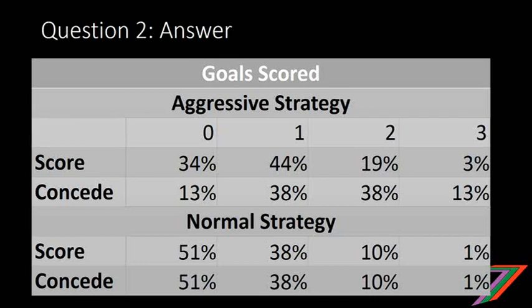A normal strategy seems to be a reasonably good strategy overall for playing throughout a game. But is it the best strategy when you're trailing by a goal in the last 15 minutes? So we'll have a look and see if that's the case.